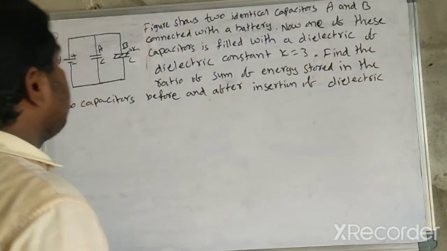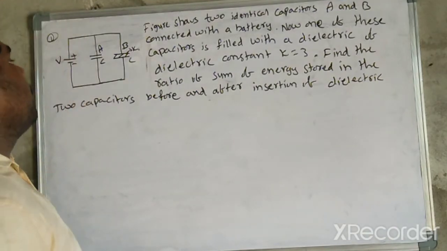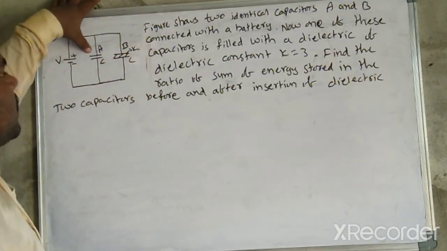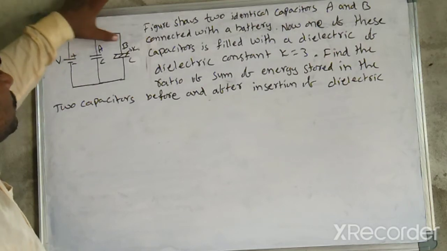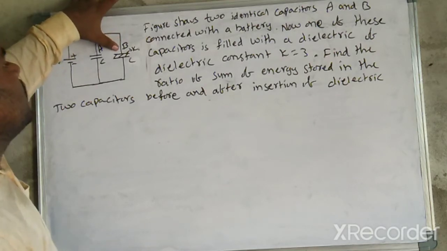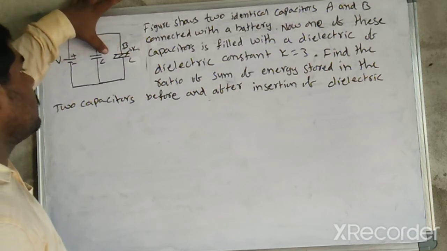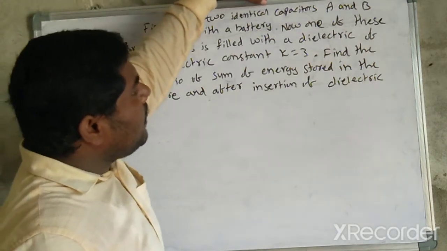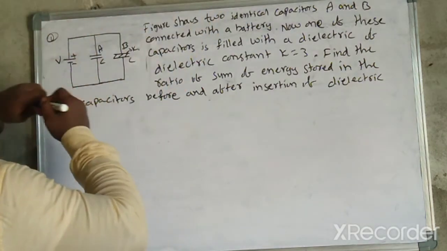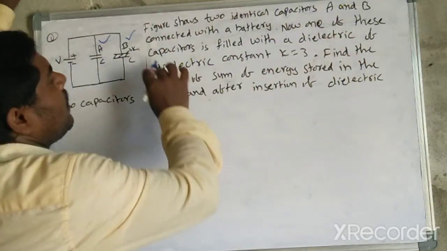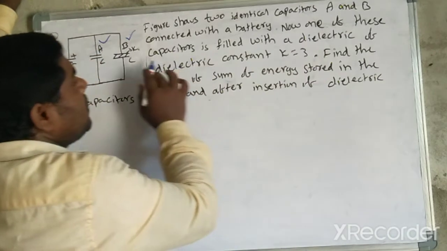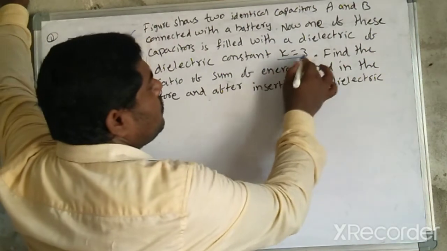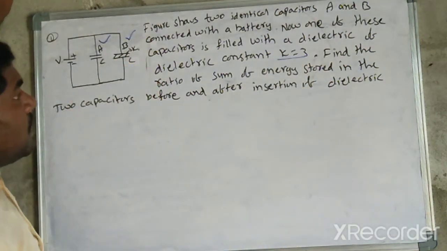Based on this concept we are going to discuss numerical problems. The very first problem: this is the figure, with the battery V, capacitor A and capacitor B. Before insertion, this capacitor is C and this capacitor is also C. The figure shows two identical capacitors A and B connected to a battery. Now one of these capacitors is filled with a dielectric of dielectric constant K equal to 3.